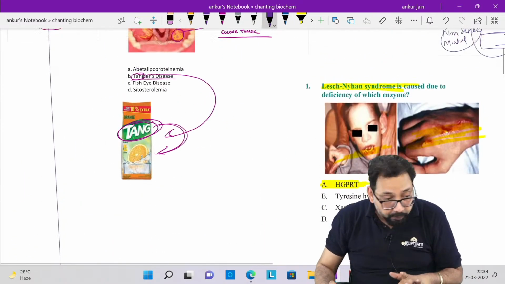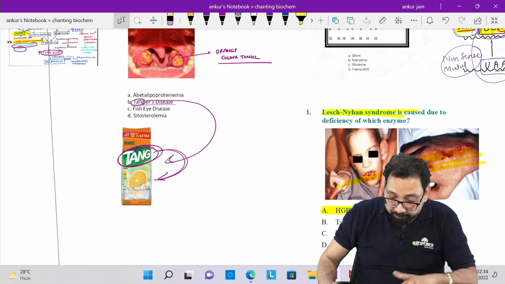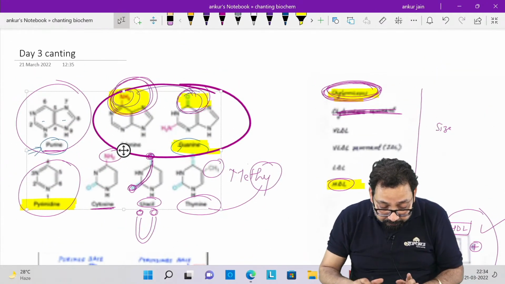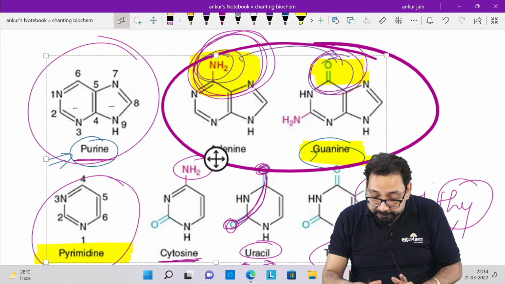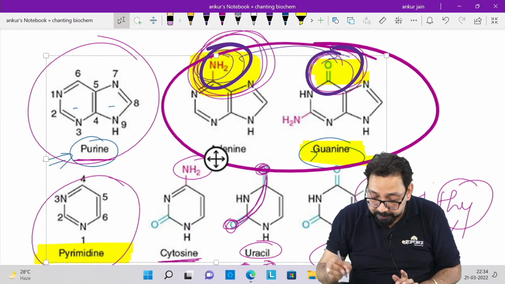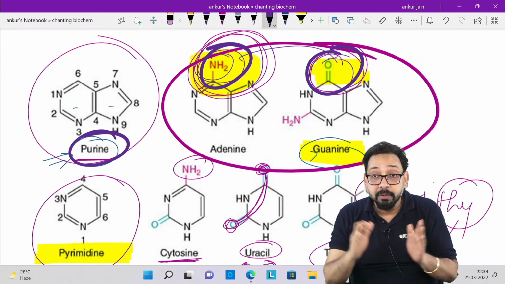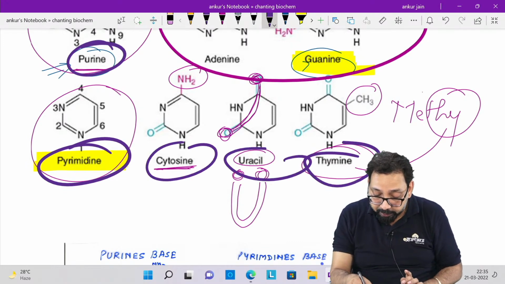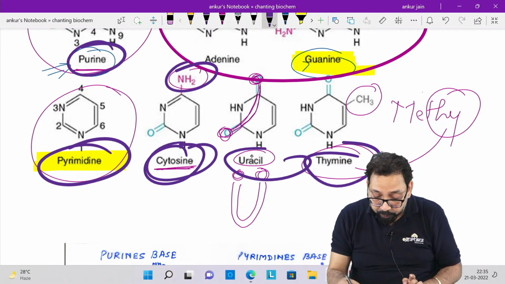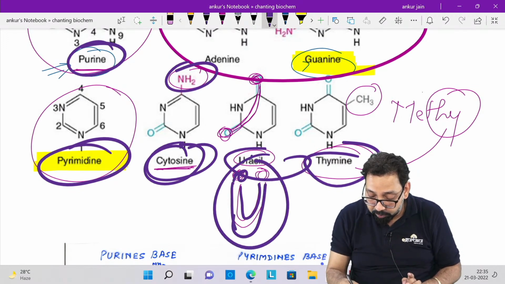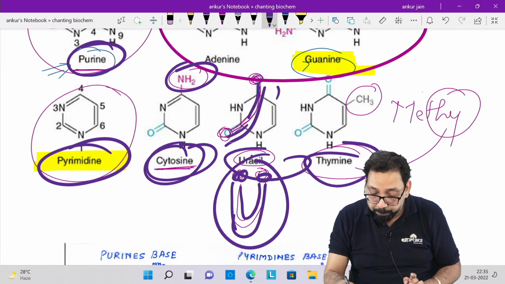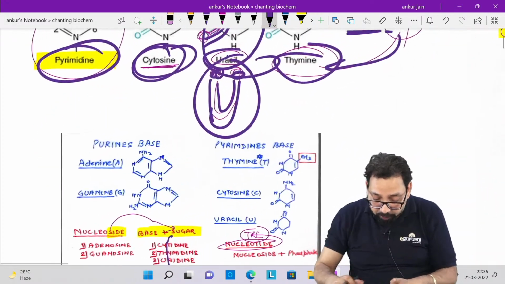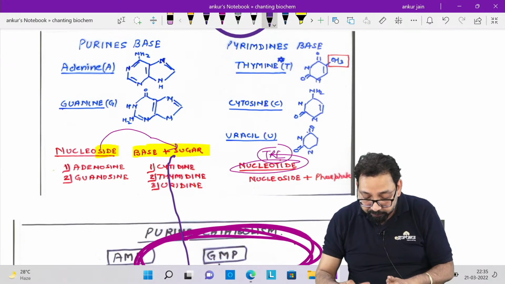So before going further, let me revise fast whatever we have read. Revision is the rule of remembering. If you want to remember purines, adenine and guanine: adenine has an amine, guanine has a keto group. Two rings are there, the name is short and there are 2 rings. Pyrimidine has a longer name, and one ring. CUT: cytosine, uracil, thymine, only 1 ring. Cytosine has an amine. Uracil has 2 keto groups. If a methyl group is extra, it is thymine. Base plus sugar is nucleoside, base plus sugar plus phosphate is nucleotide.